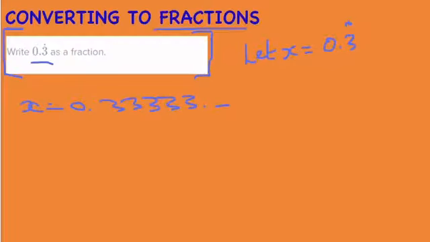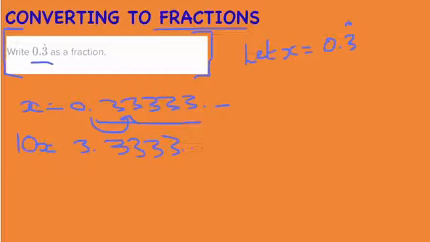So now the key here is we need to find another form of x that has the same numbers in the same order after the decimal point. The obvious one here is 10x, because if we times this by 10, the decimal place shifts forward, and now we have 3.3333, which goes on forever. So now our main goal is to get rid of all of these 3s after the decimal point. A simple way to do that is we just minus x from 10x. So 10x take away x is 9x, and 3.333 minus 0.333 is, we're just getting rid of all of those numbers, so we have 3 left over.